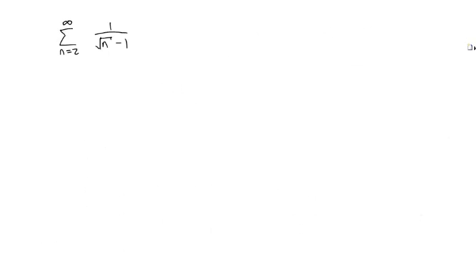In the next example, I have the series from n is equal to 2 to infinity of 1 divided by the square root of n minus 1. And again, we're going to use the comparison test. And I'm going to say that my b sub n is equal to 1 over the square root of n. And so I added 1 to the denominator, so it made the denominator bigger. So our overall number is smaller, so b sub n is less than a sub n.